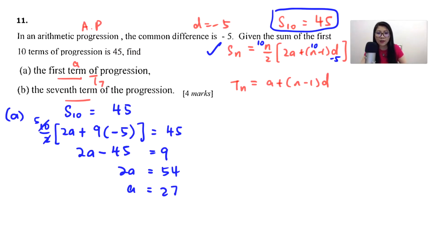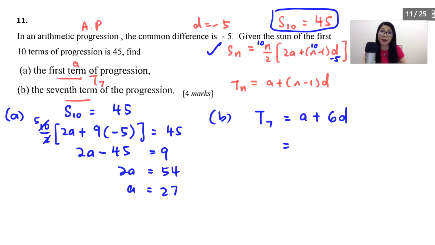Now let's solve for B. Find the seventh term of the progression. T7 is equal to A plus, 7 minus 1 is 6, so 6D. Since we have gotten the value of A and D, we can straight away sub it in. A is 27, and then plus, D is -5. Now let's solve this. 27 minus 30, and the answer is -3. So that's the answer.